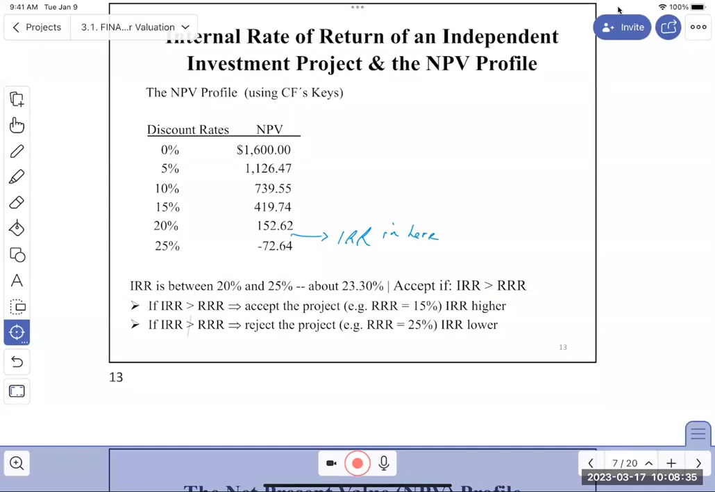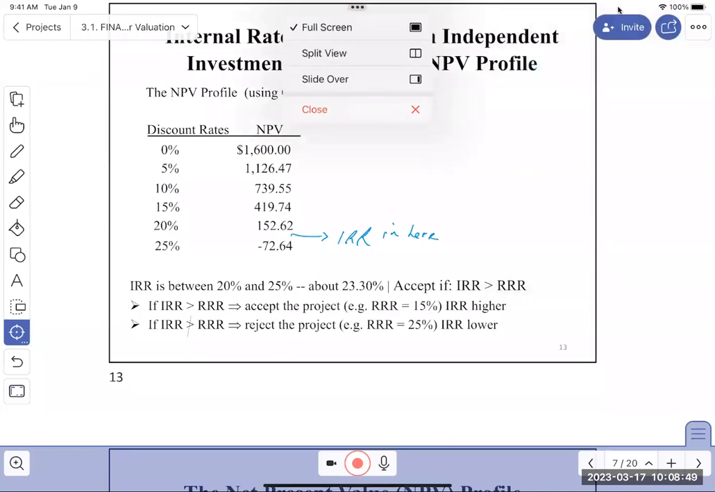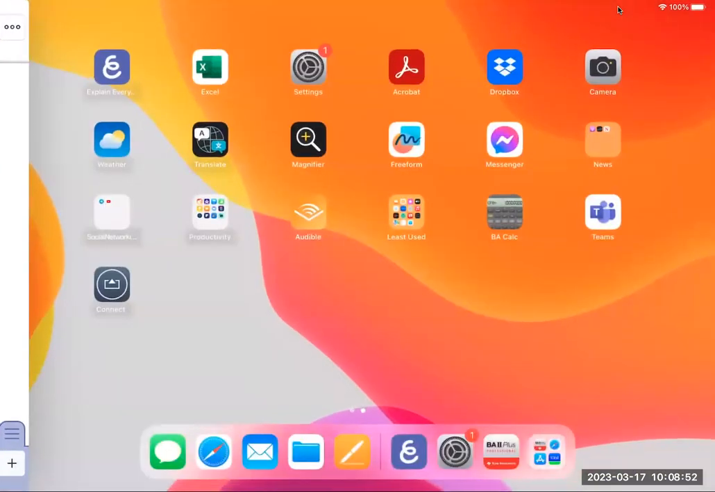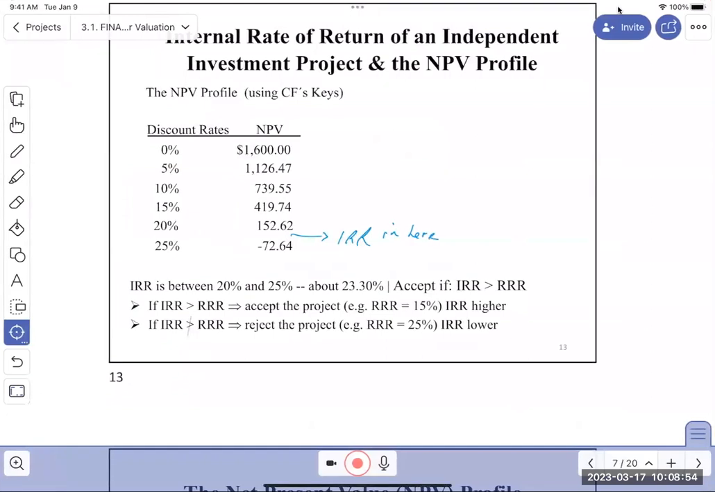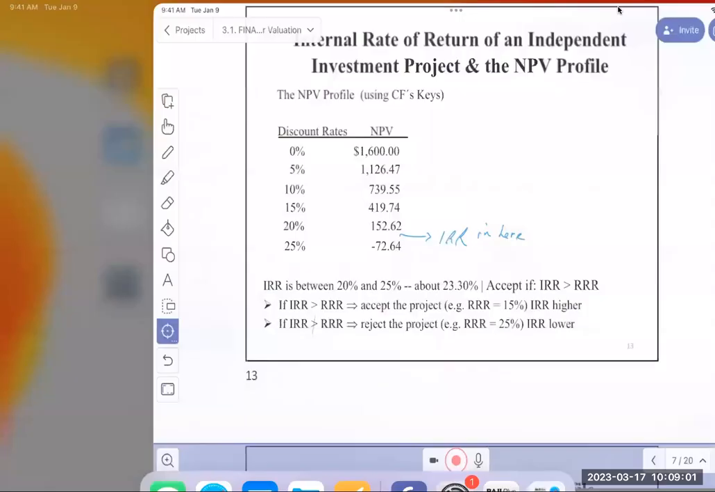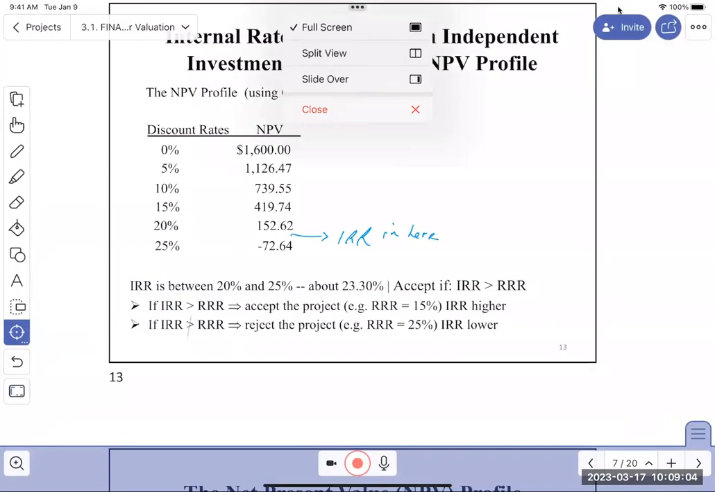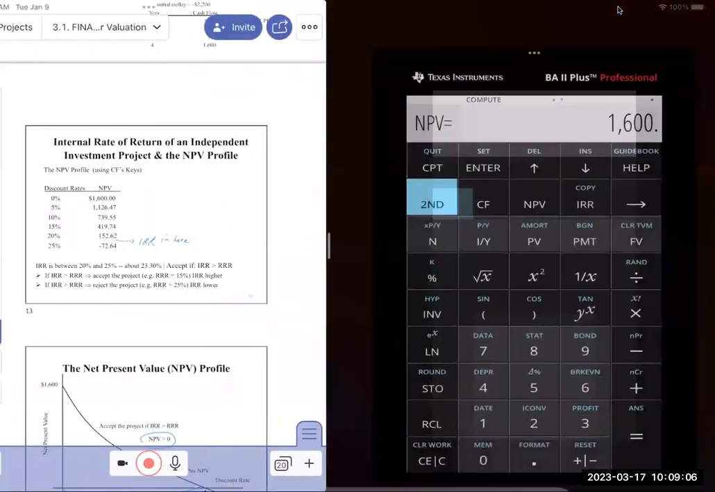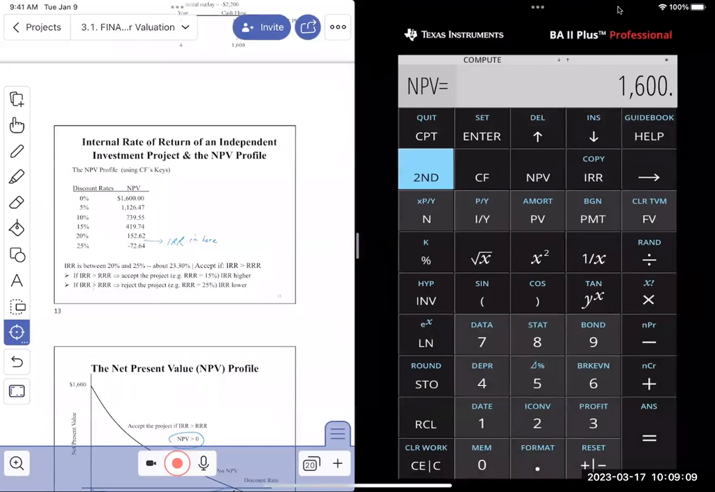I probably can split. I don't know. I tried to do this before. Let's see if I can split the view. Oh yeah, split view, just like I said. Okay, that doesn't really help. I want to see both at the same time. Slide over, split view. No, it just disappears. They changed the application. Oh, it does work. Okay, I got them both on.